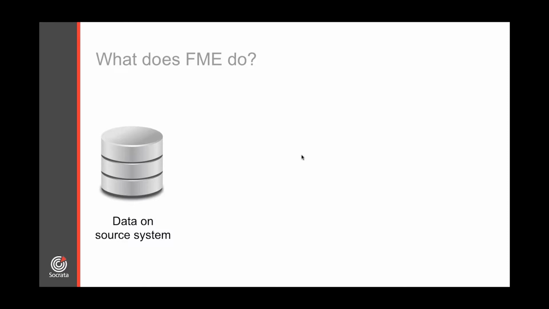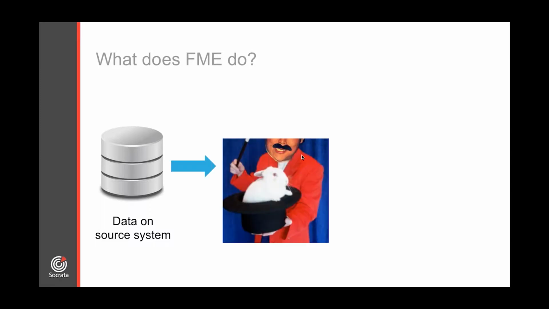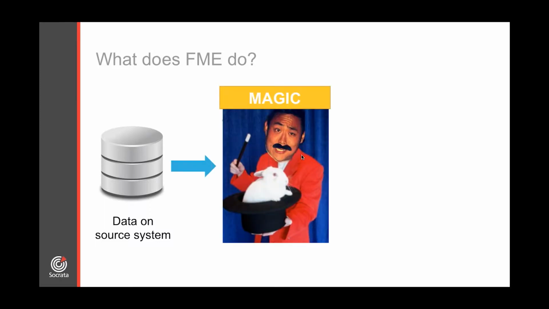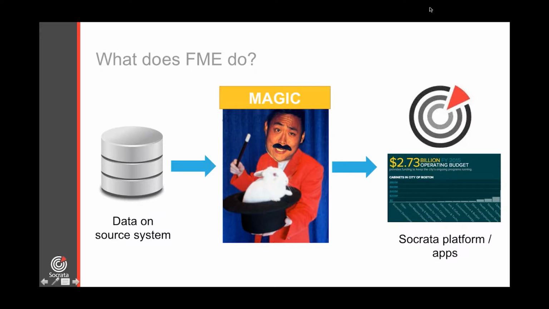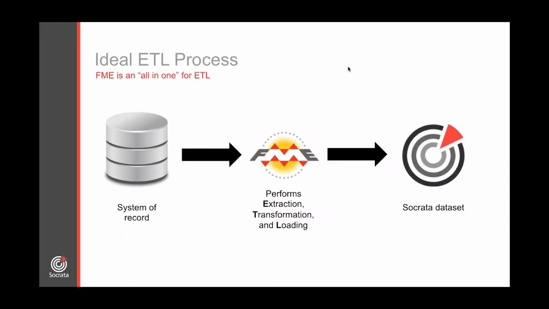So first off, the Socrata spin on FME. So what does FME do? You have data on your source system, as Laura just showed. Of course, you apply some magic, and then boom, your data is ready for the Socrata platform, and you can power some apps. Now I'm just kidding, but it's practically magic in some cases.